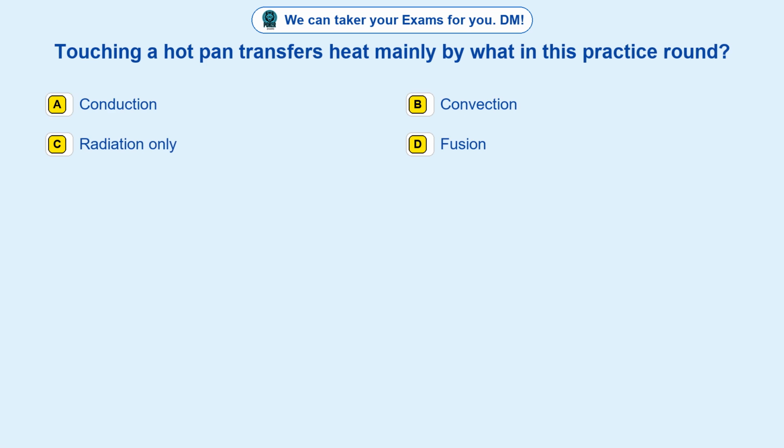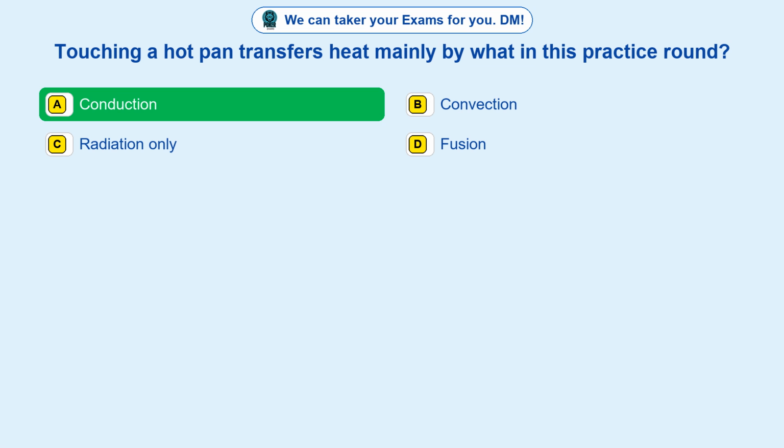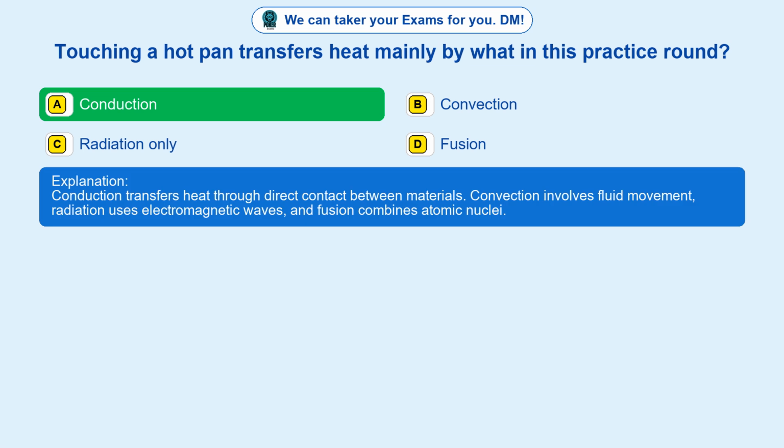Question 75. Touching a hot pan transfers heat mainly by what in this practice round? Option A, conduction. Option B, convection. Option C, radiation only. Option D, fusion. The correct answer is option A. Conduction. Conduction transfers heat through direct contact between materials. Convection involves fluid movement, radiation uses electromagnetic waves, and fusion combines atomic nuclei.